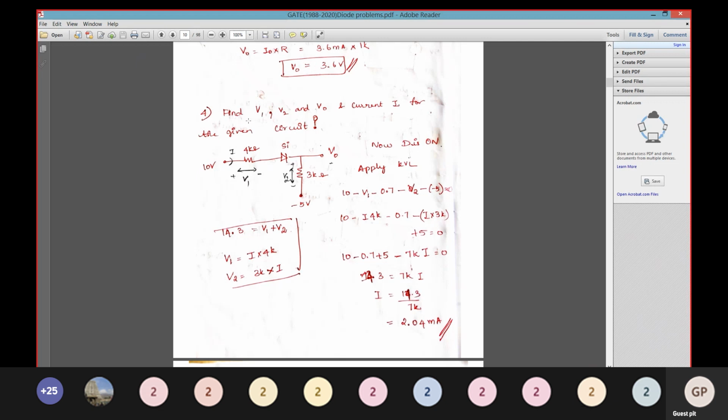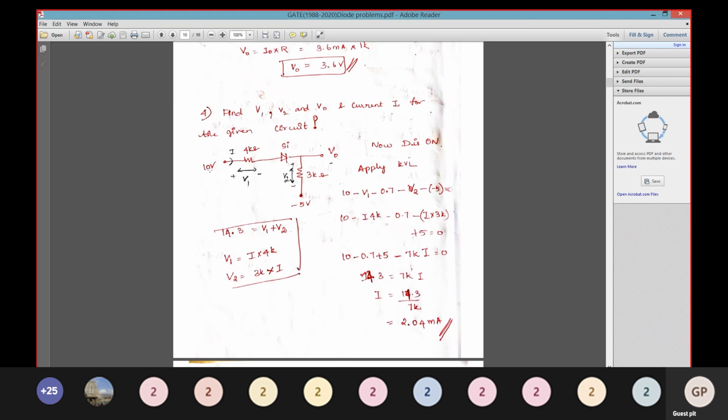Here we need to find V1, V2 and the output voltage V0: the voltage across 4K, the voltage across 3K, the overall output voltage, and the current I for the given circuit. Now the diode is on, so it is a closed switch. How do you say the diode is on? Because the input is given as 10, greater than 0.7. The anode is connected to the higher terminal, so the diode is on and acts as a closed switch.